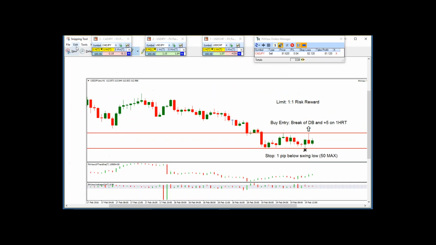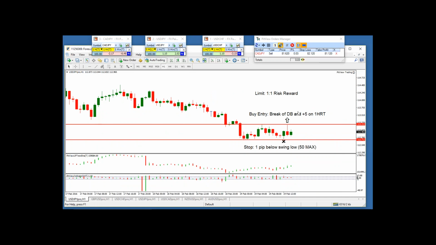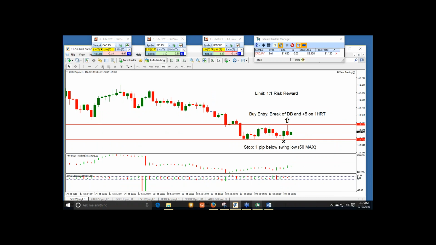So when I say hedge, that means that your chances of being net profit for the day would probably be low, but you might be able to recover some losses should you get stopped out on CAD yen.